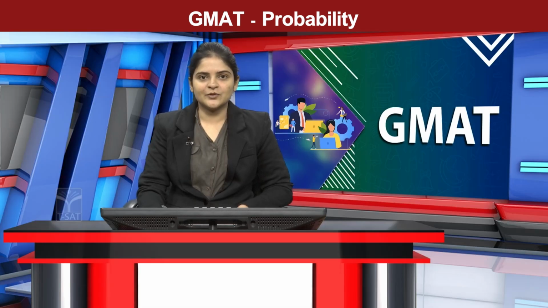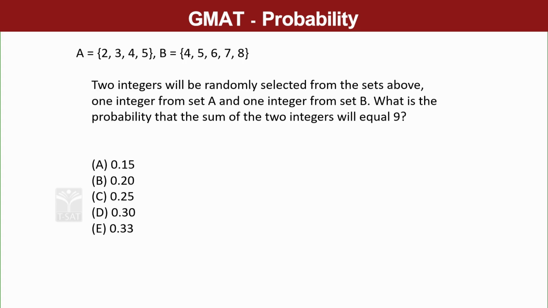Let's look at another question. 2 integers will be randomly selected from the sets above, 1 integer from set A and 1 integer from set B. What is the probability that the sum of the 2 integers will equal 9? We are given 2 sets here, A and B. The sum needs to be 9. What does that mean? You are selecting 2 integers randomly, one from set A and one from set B. Let's see the combinations which will give us the sum as 9.